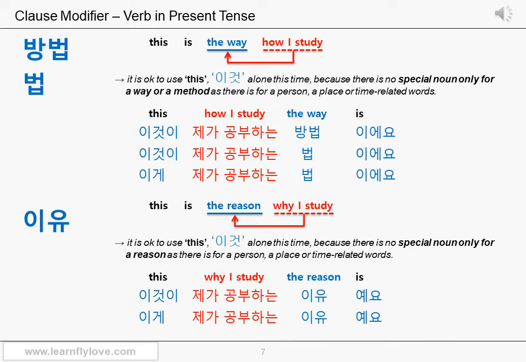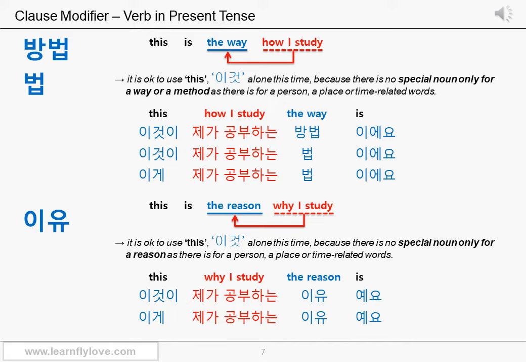Let's see the next sentence. This is the way how I study. If you are a native English speaker, you might want to say you don't really use the way and how together. You can get rid of how or replace it with that. We don't mind at all because we are not gonna use it in a Korean sentence anyway. This time, it is okay to use this, 이것 alone, because there is no special noun only for a way or a method, as there is for person, a place, or time-related words.